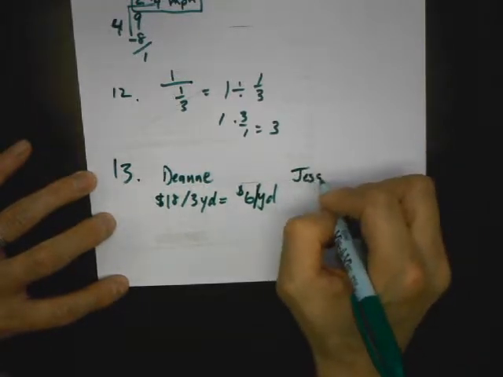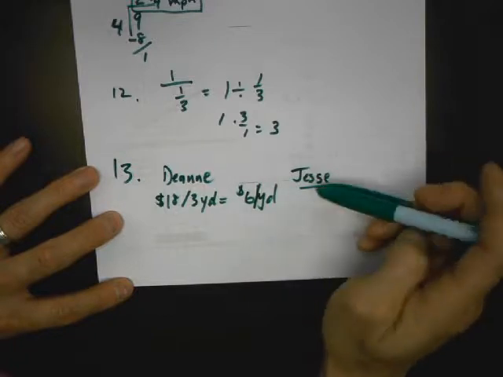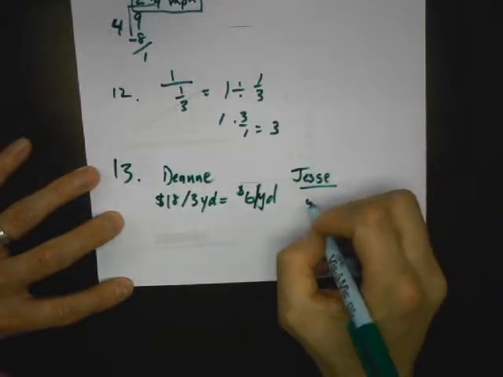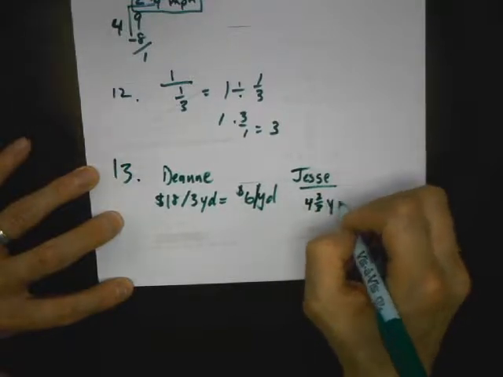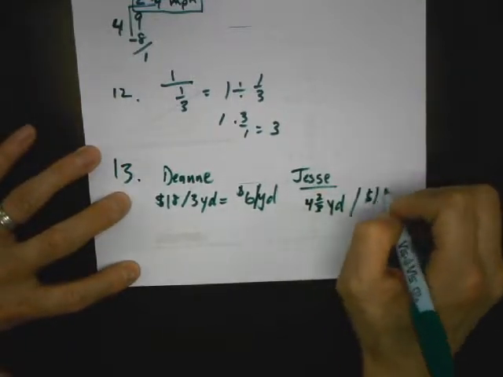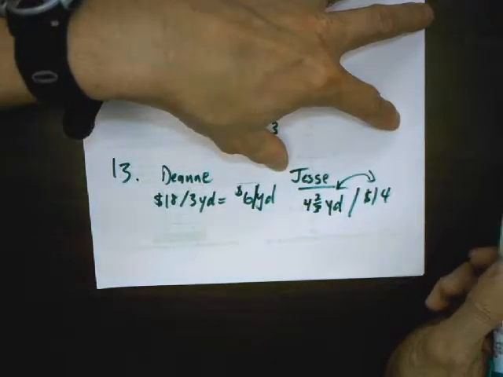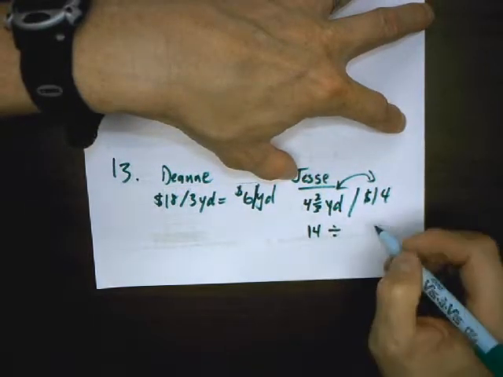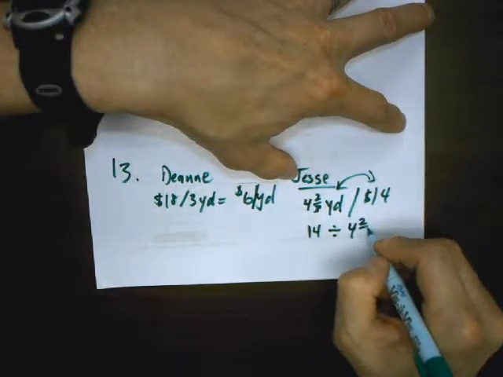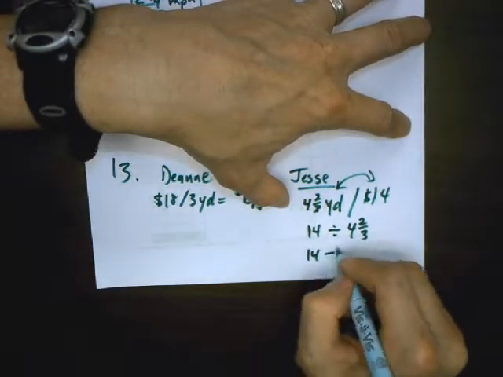Jess. Jess purchased 4 2/3 yards for $14. But remember, money on top, so we got to switch this if we're going to get the unit price or unit rate. Money on top, right? Unless they tell us otherwise, unless it's one of those tricky problems. Money's always on top. So I got to switch these two and put the money first.